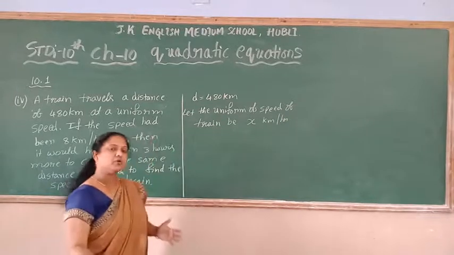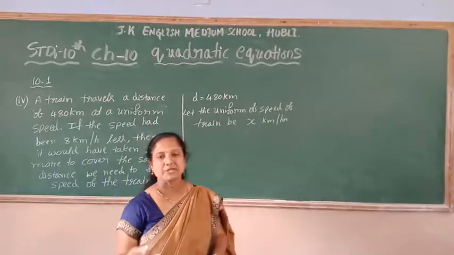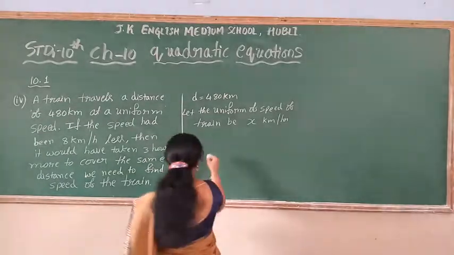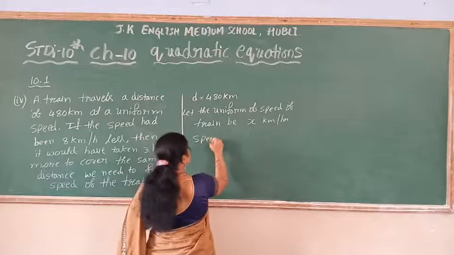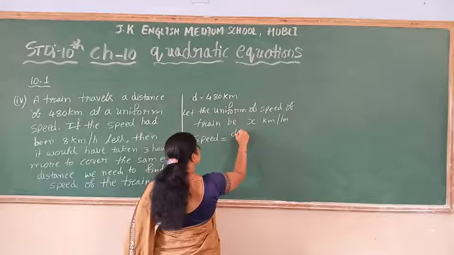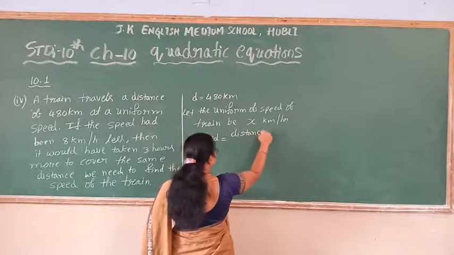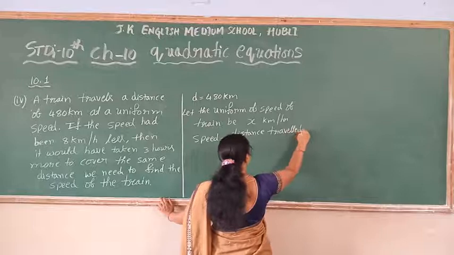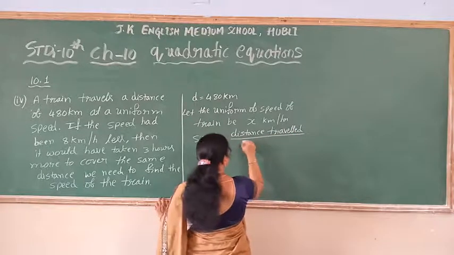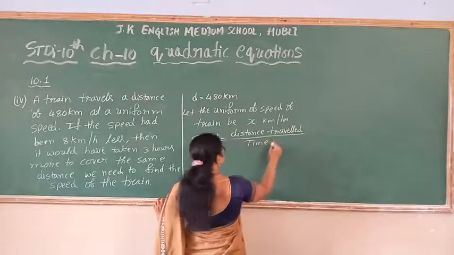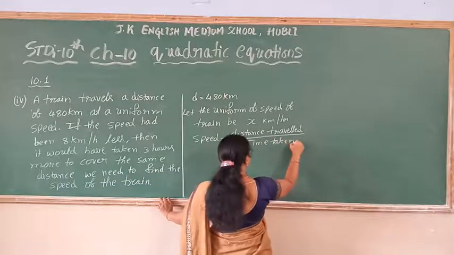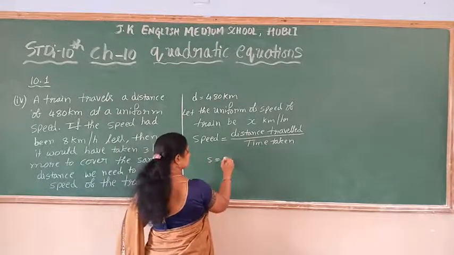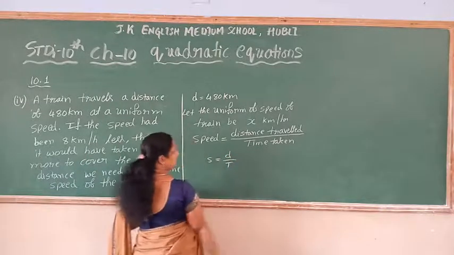So already we know the formula to find the speed. Speed is equal to distance traveled divided by time taken. This formula we know to find out the speed: distance traveled divided by time taken, the time taken to travel that much distance. In symbolic form, S is equal to distance traveled divided by time taken.